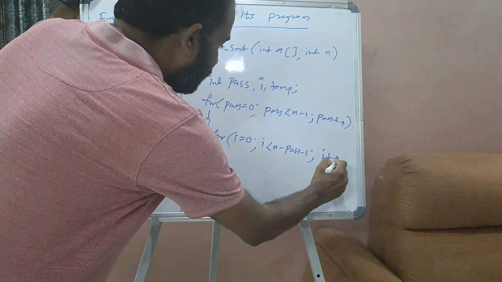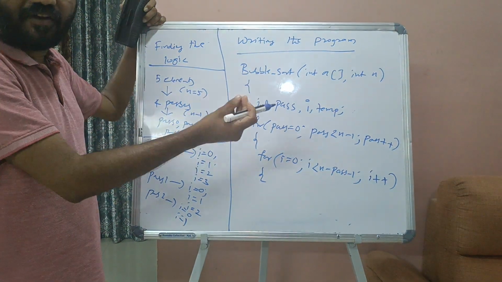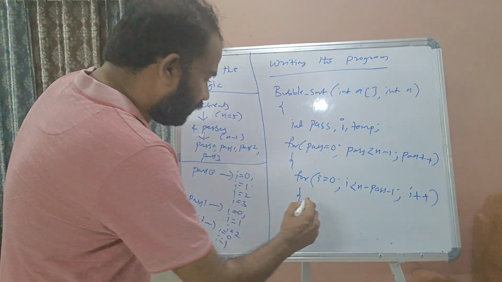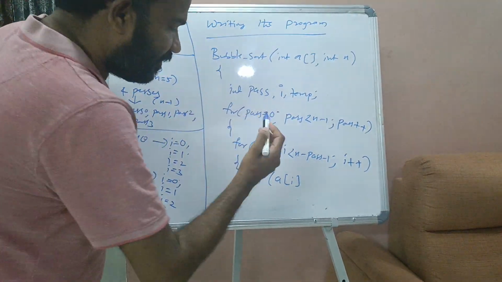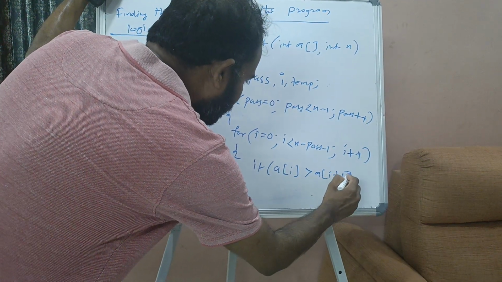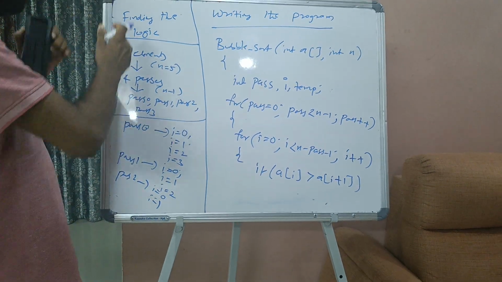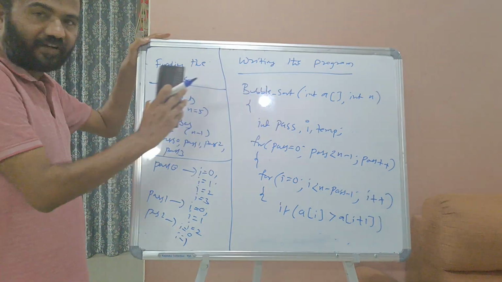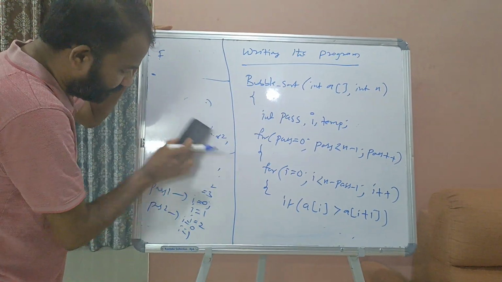I plus plus. Now we have to do the comparison. A of 0, A of 1 are compared. Next A of 1, A of 2 are compared. Like that only. If A of I is greater than A of I plus 1, and this is true, then we are going to swap these two elements. So now I am continuing the program. We are finding the logic is over now, so I am writing the program on this side.